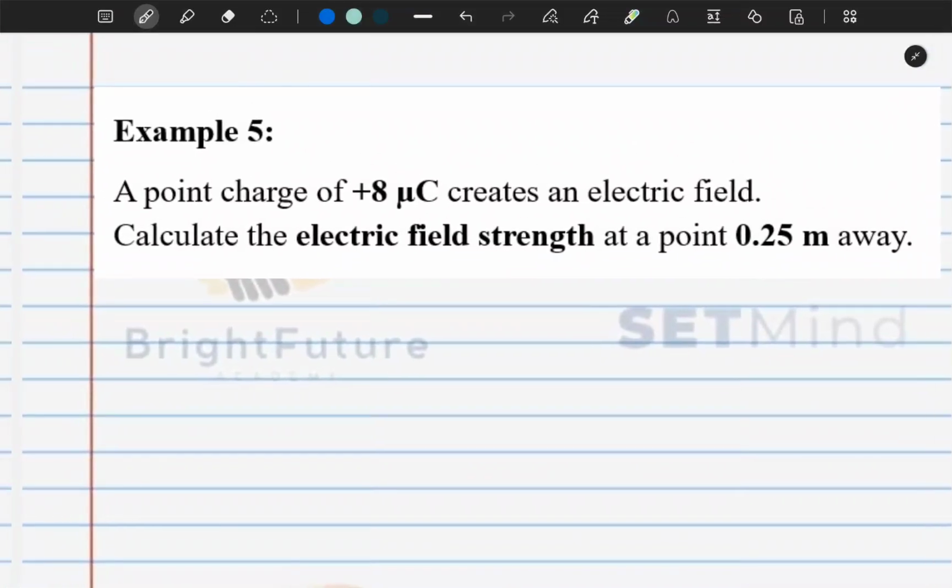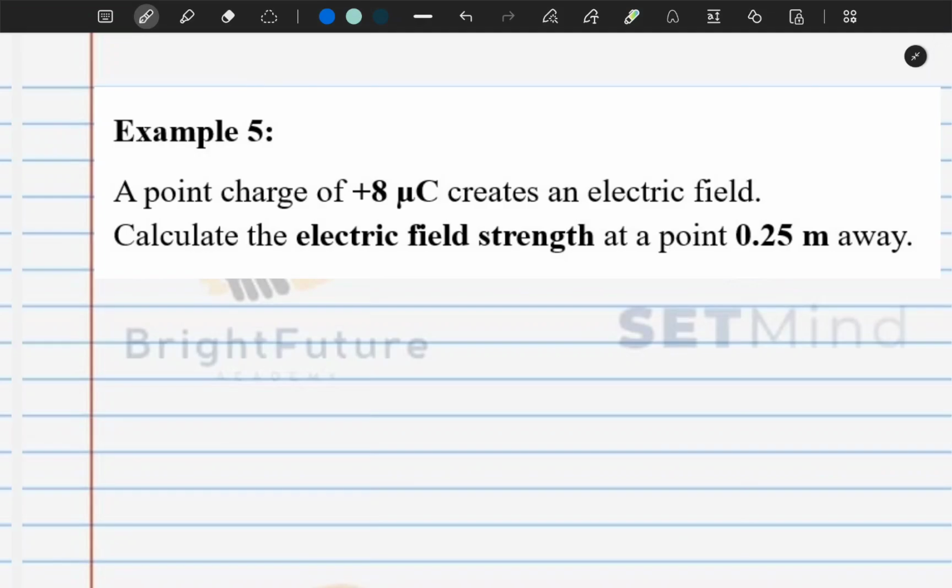So we're given a point charge that is creating an electric field, right? Already that's a clue to you. So we have this point charge, it's 8 microcoulombs and it's creating an electric field. So we are told to calculate the electric field strength at a point that is 0.25 meters away.